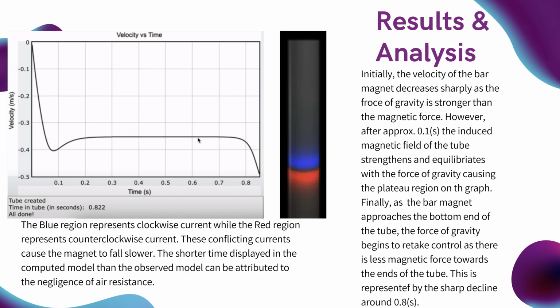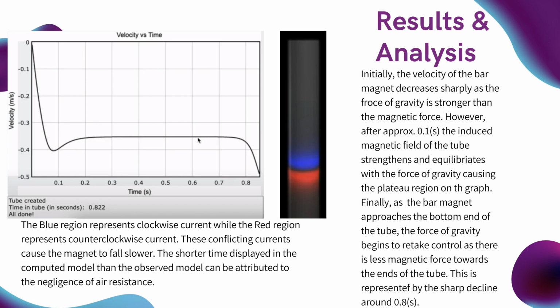Initially, the velocity of the bar magnet decreases sharply as the force of gravity is stronger than that of the magnetic force. However, after approximately 0.1 second, the induced magnetic field of the tube strengthens and equilibrates with the force of gravity, causing the plateau region on the graph. Finally, as the bar magnet approaches the bottom end of the tube, the force of gravity begins to retake control as there is less magnetic force towards the ends of the tube. This is represented by the sharp decline around 0.8 seconds.